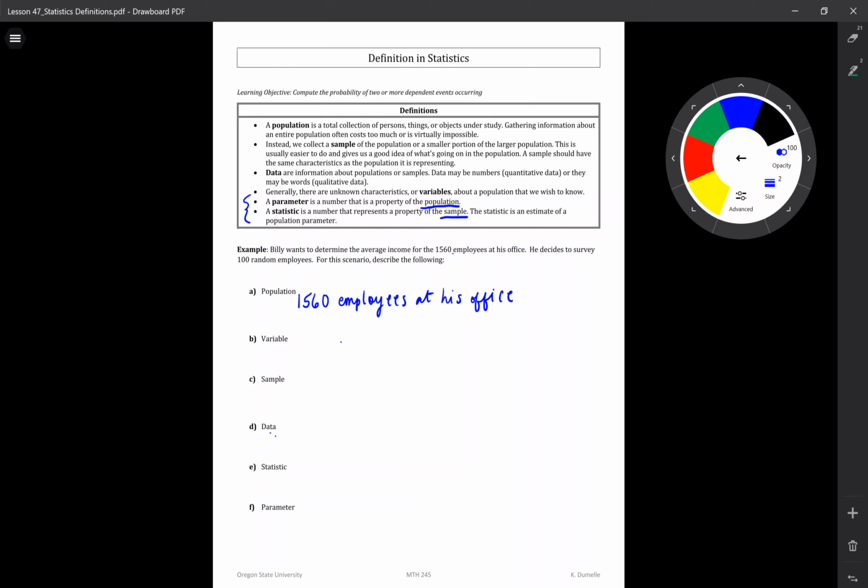What is the variable that we are trying to get at here? Remember, the variable is the unknown characteristic about a population that we want to know. In this case, we want to know the average income of the employees. Okay, what is our sample? Well, Billy chooses to survey 100 random employees, so that is our sample, the smaller portion of the entire population.